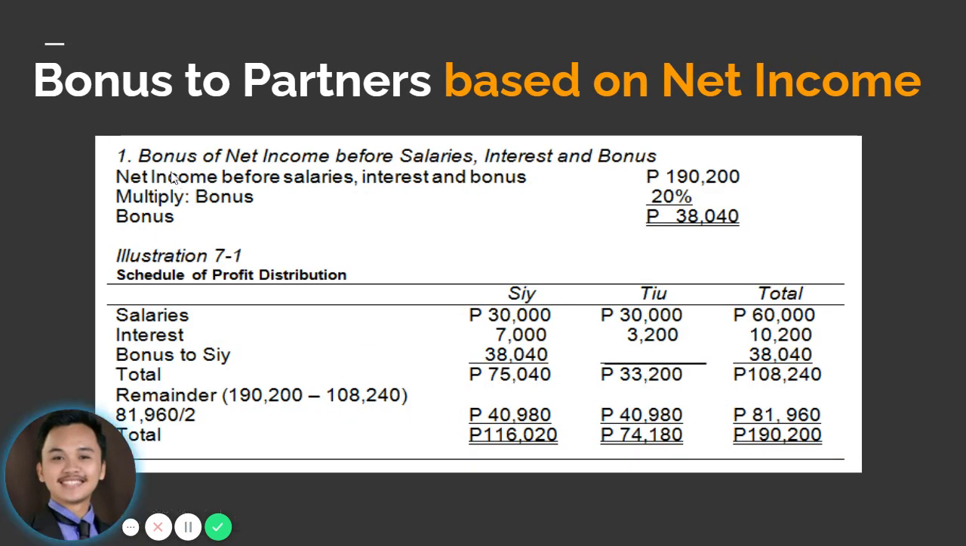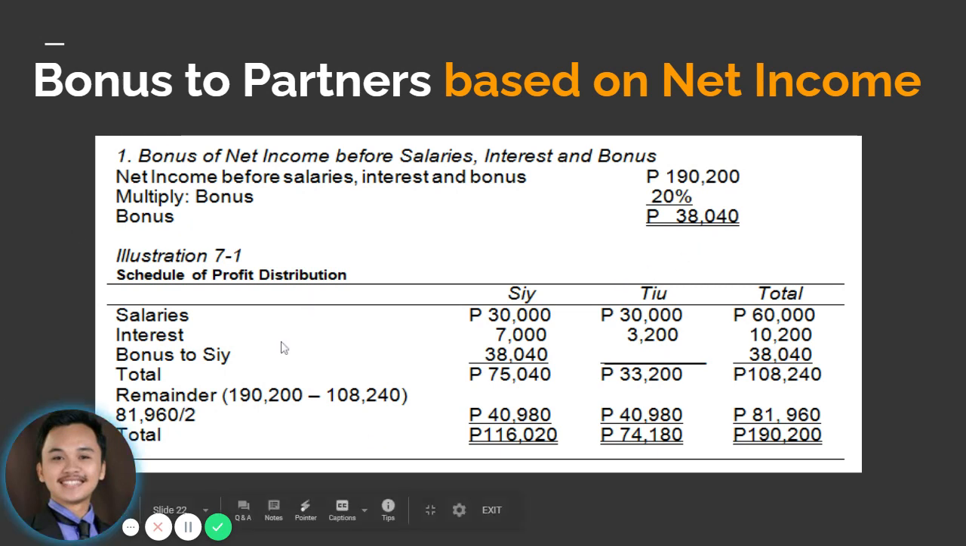Okay? So first, assuming nga ang bonus is net income before salaries, interest, and bonus. Again, the bonus is before salaries, interest, and bonus. So therefore, it's easy. You just simply multiply the bonus rate to your net income. So net income before salaries, interest, and bonus, multiply it by 20%. So therefore, ang bonus ni C will be 38,040.